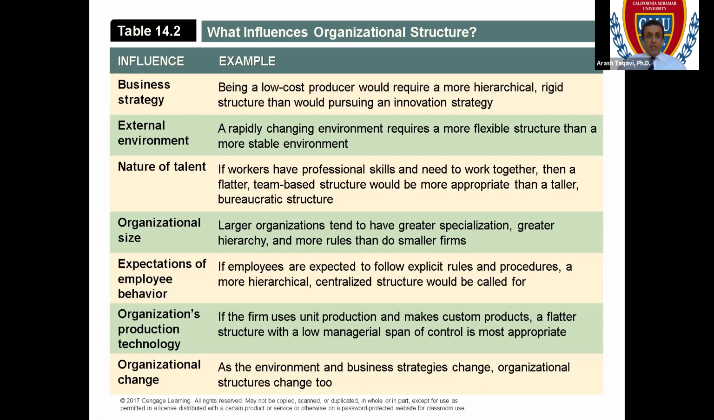So, nature of talent. If the work involves professional skills and the need to work together, then a flatter team-based structure would be more appropriate than a taller bureaucratic structure. Why? It's very clear. You see that in Amazon, in Microsoft, in Google, in every modern company and organization, the base of the company is flexibility, working together for achieving a shared goal or shared meaning. It's basically about working together, and specific people, not general people. It is the nature of talent.